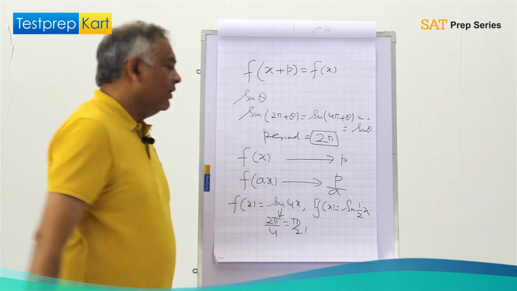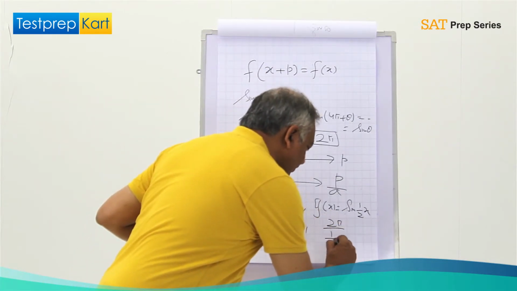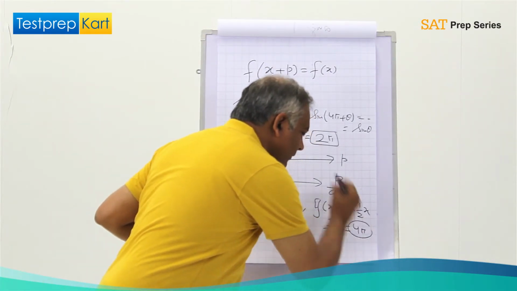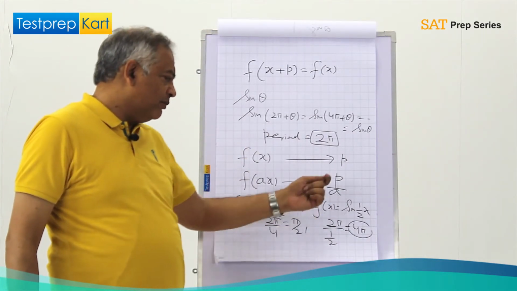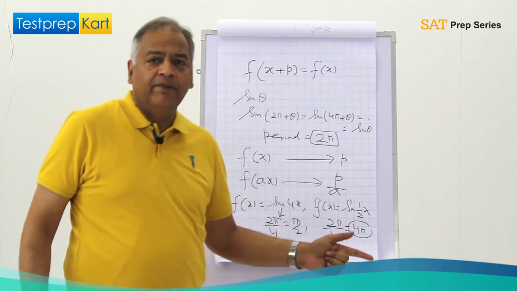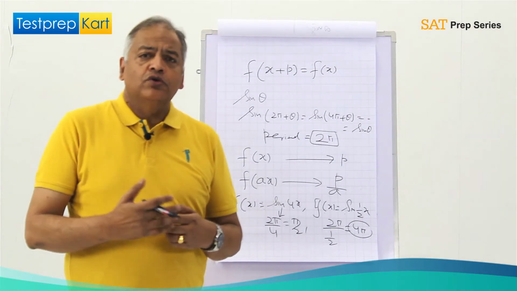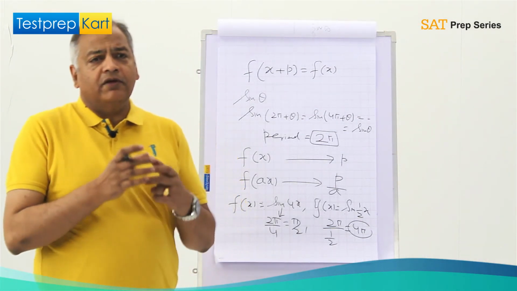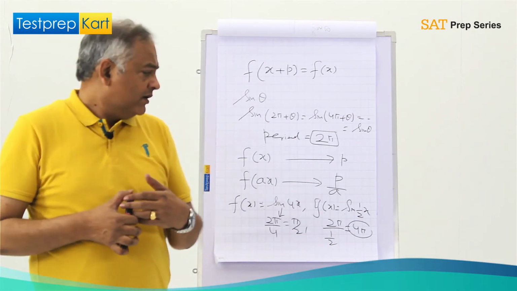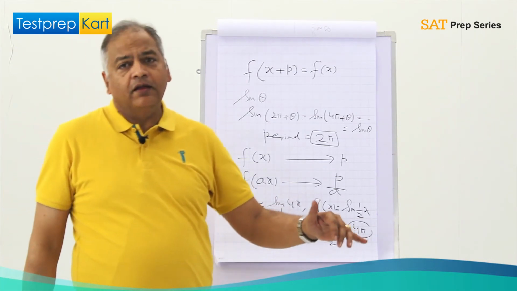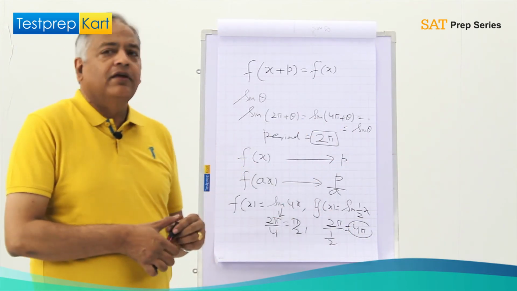At the same time, the period of this g of x will be 2 pi divided by half, which will give you 4 pi. So, the period of sine 4x is pi by 2, whereas the period of sine x by 2 is 4 pi. These things are important because whenever they ask you to draw the graph of a function, whether the argument is multiplied by a number or divided by a number, you have to keep track of that periodicity. Otherwise, the entire graph will look totally different from the actual graph.